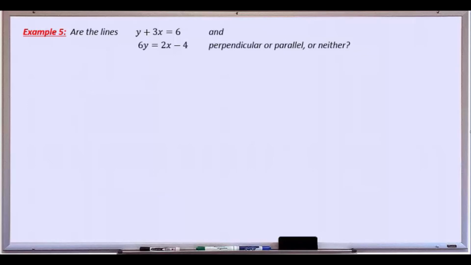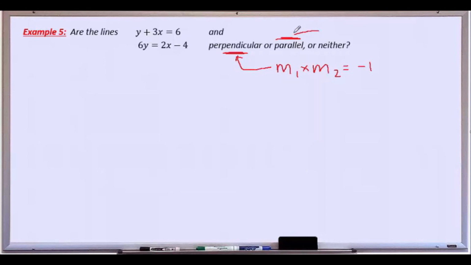We're being asked here if a pair of lines are perpendicular, parallel, or neither. And we need to have theory that will help us out. So the relevant theory is that for perpendicular lines, the product of the gradients, so m1 times m2, will be -1. That would make them perpendicular.